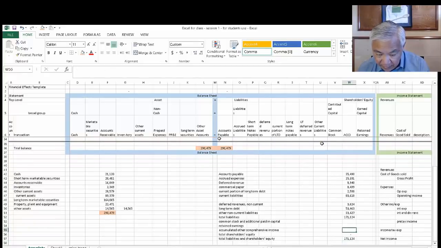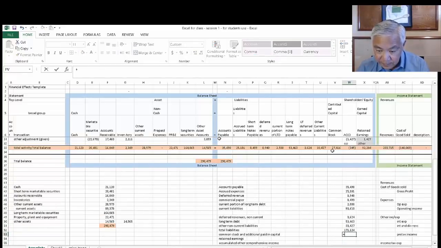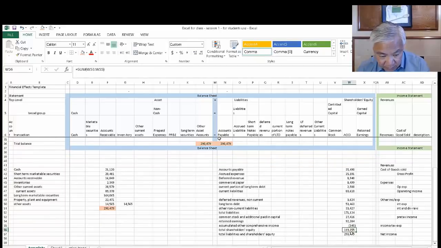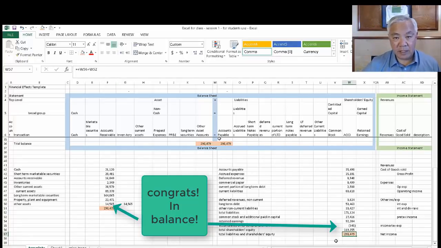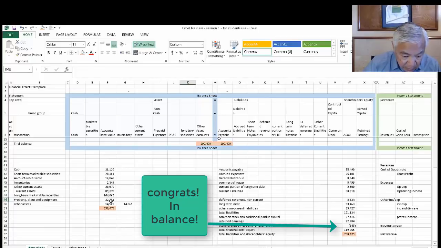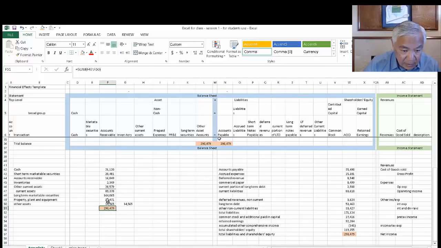Then we have our equity accounts, which are common shares of 27, retained earnings of 92, and OCI of that. This number equals this number, that and that. So we are in balance. And I'll pretty it up with some underlining just to show you how the subtotals work. So we're going to underline that, and we're going to underline this, and we're going to double underline this one.